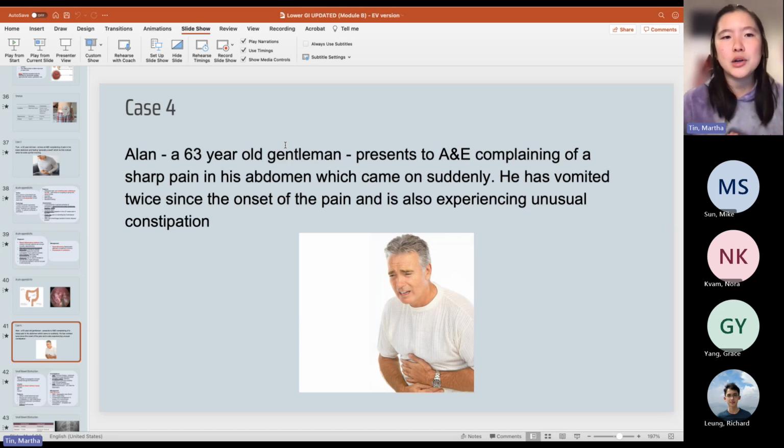So this time it's an older gentleman, a 63-year-old, and he's presented at A&E with a sharp pain in his abdomen. This was sudden in onset, and he's vomited twice since the onset and has unusual constipation. So this is another quintessential case presentation. And there are a couple of things here that scream out what the diagnosis is to you. For me, those things would be the vomiting and the age and also the constipation. So we'll go into that a bit more.